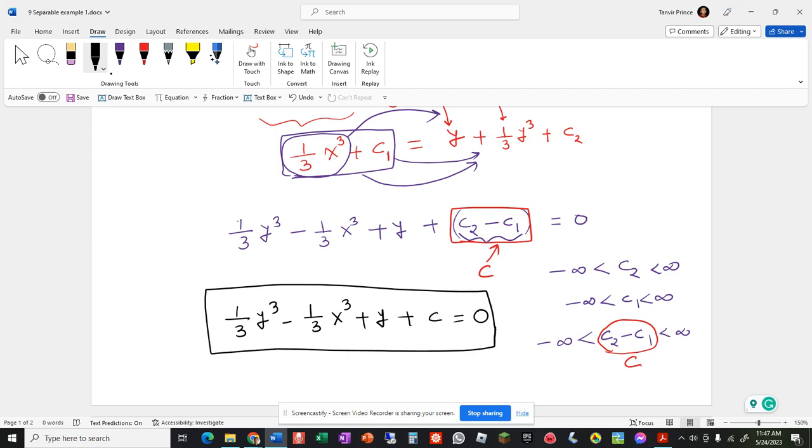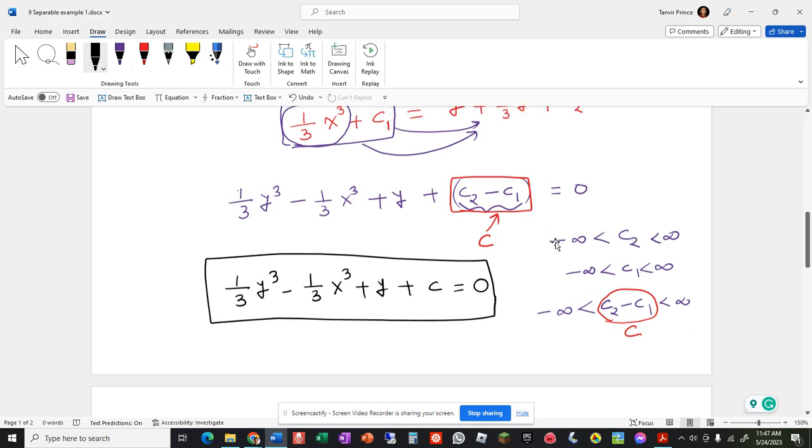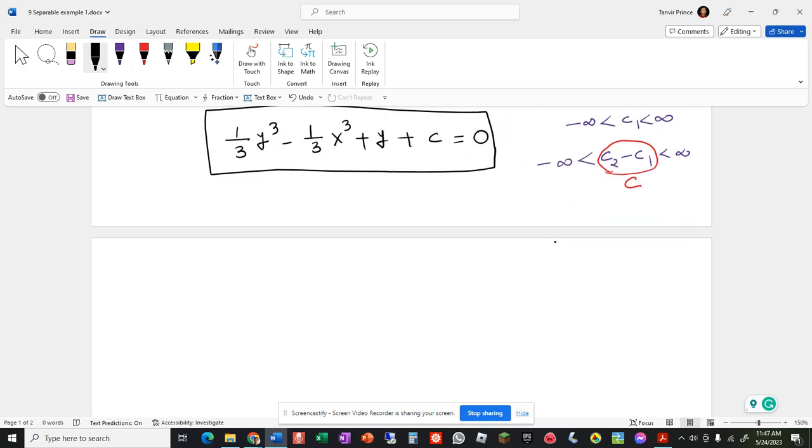Let us make some comment about this c. So c is this arbitrary constant. C is any number, any constant, right? So let's say c goes from negative infinity to infinity.